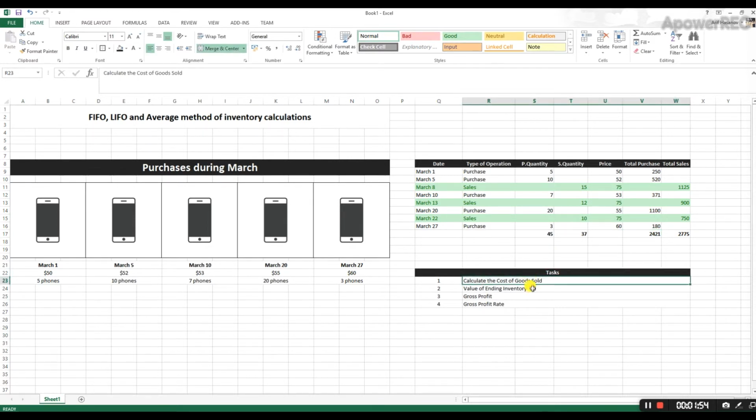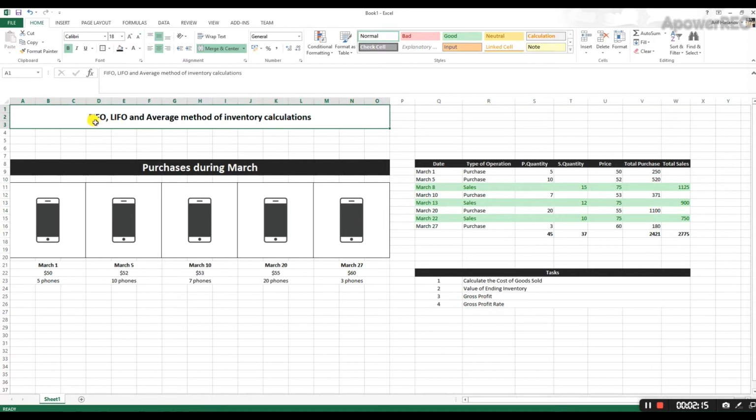And here we have tasks. What should we do? We should be able to calculate the cost of goods sold and the value of ending inventory if we have any left, the gross profit and the gross profit rate. The words FIFO, LIFO, first in first out, last in first out, and average, these are the methods for selling. What does that mean?